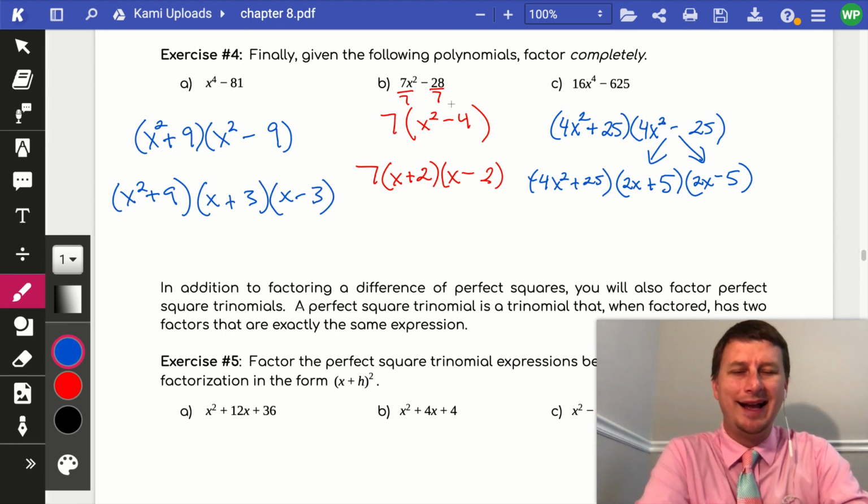And now you're ready for the last type of factoring that we're going to see in this lesson, and that's going to be factoring perfect square trinomials in exercise number 5.